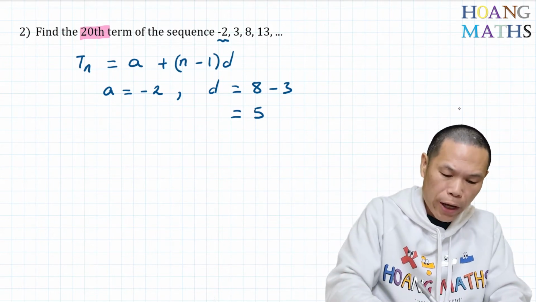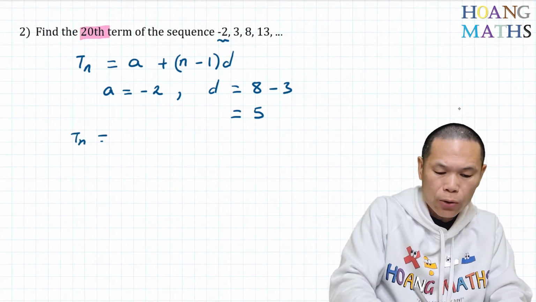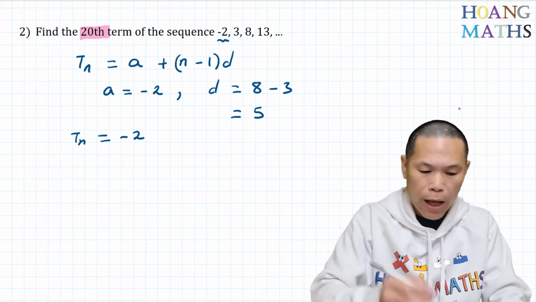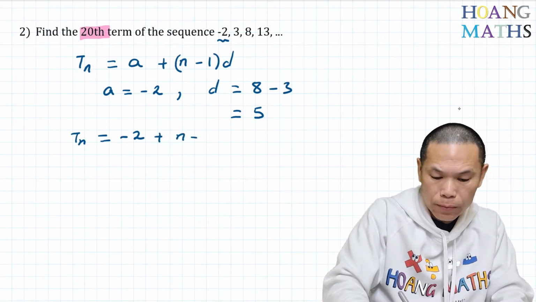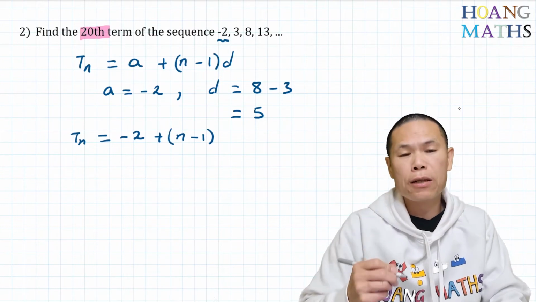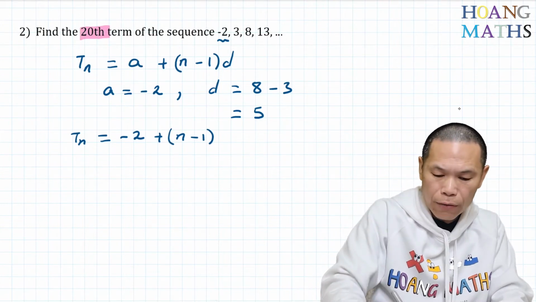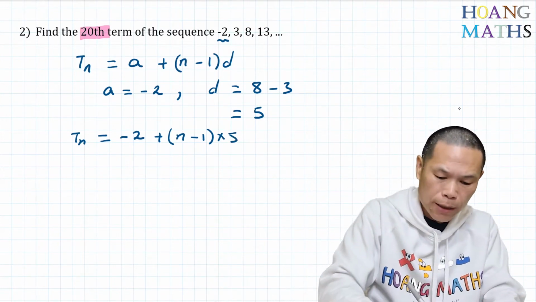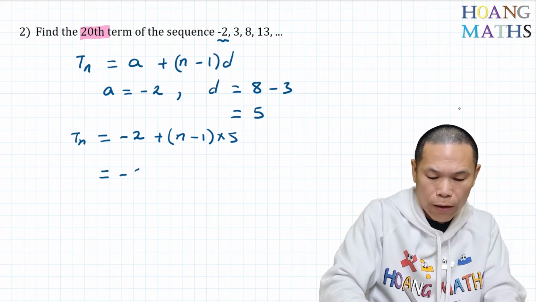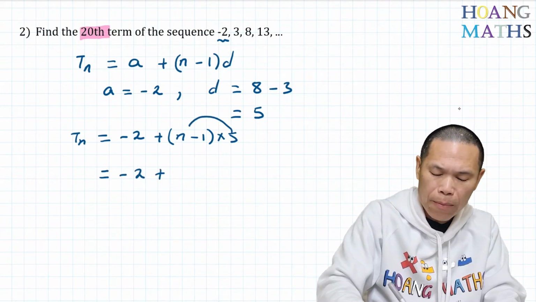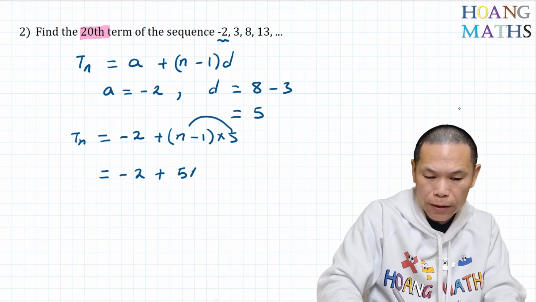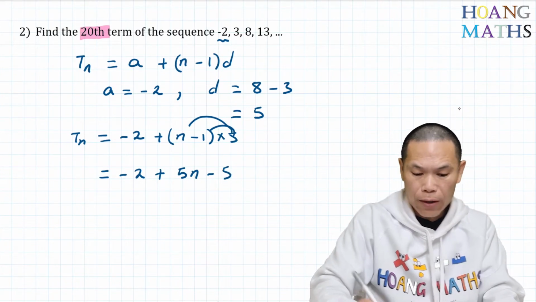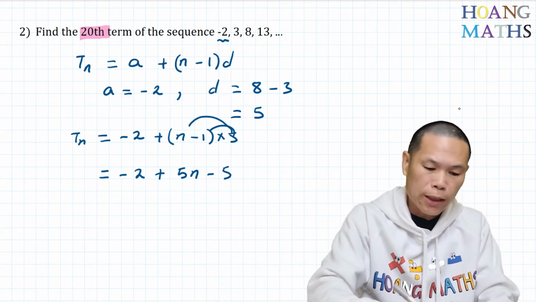Now Tn is equal to A, which is -2, the first term, plus N minus 1, and we times by the common difference, which is 5. What I do now is expand the brackets. So -2, I just write this down first, plus 5 times N is 5N, and then 5 times -1 is -5. So there you go. Now I just collect the like terms.